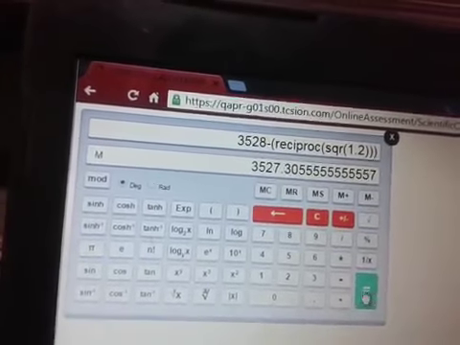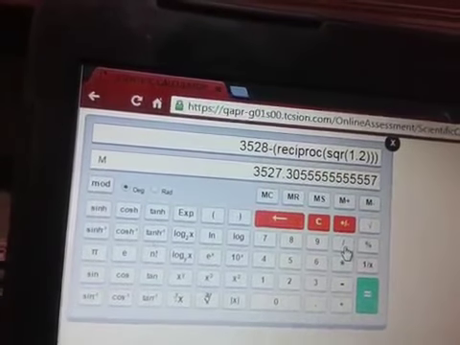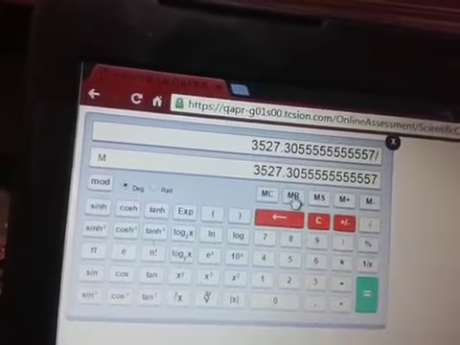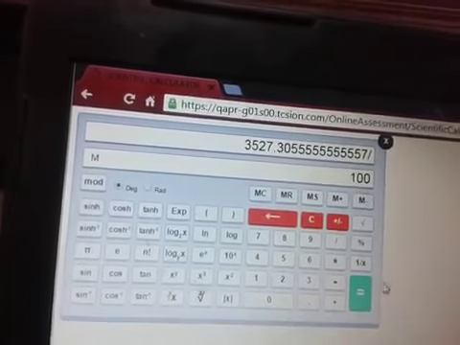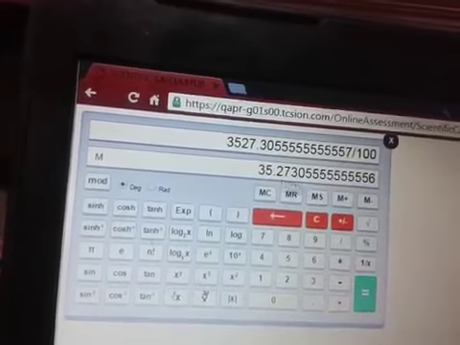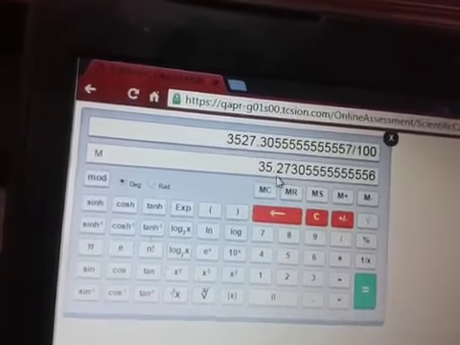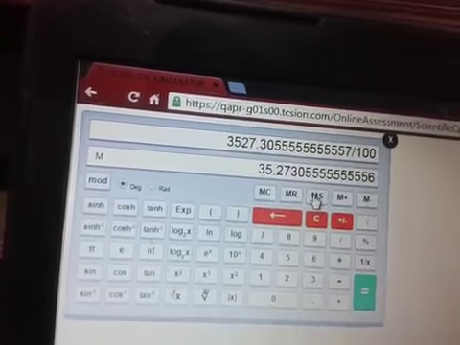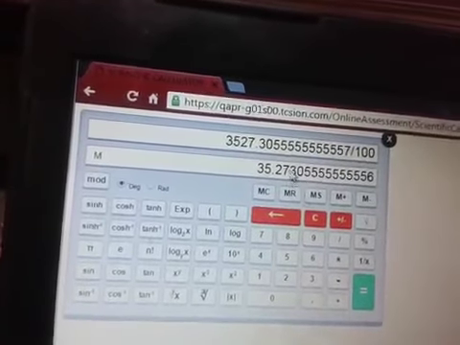Okay, now I get this answer. Now suppose I want to divide it with my previous answer. I will press divide and I will read the memory. That was already 100, so I'll get the result as 3.3527. If I want to keep this answer, I will do a memory store here.